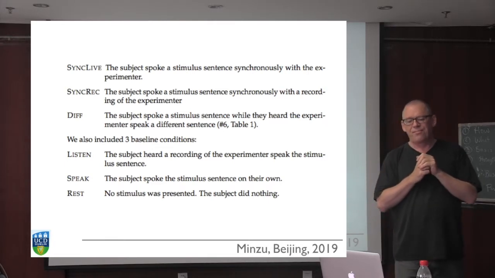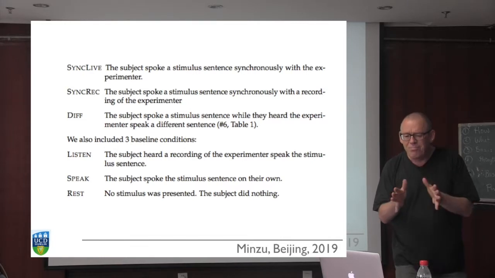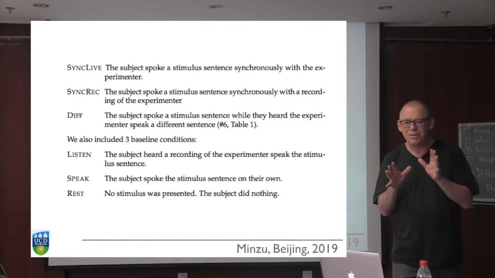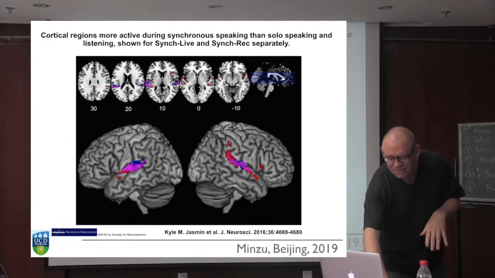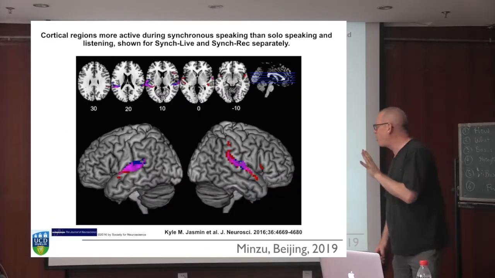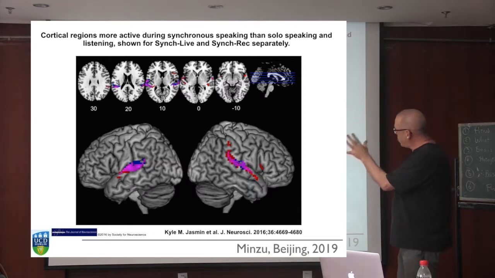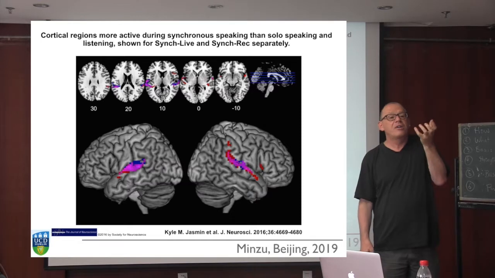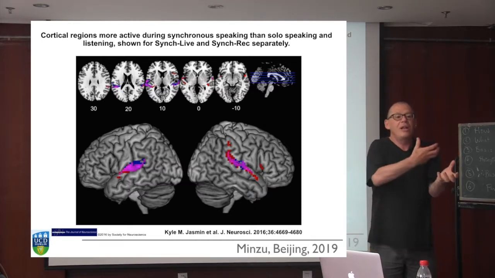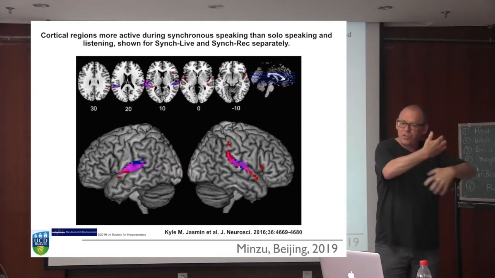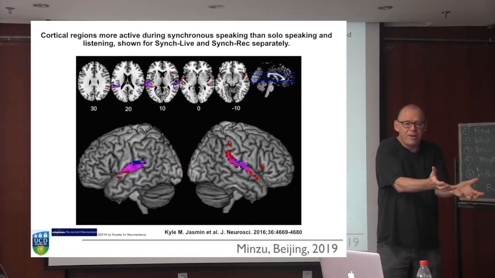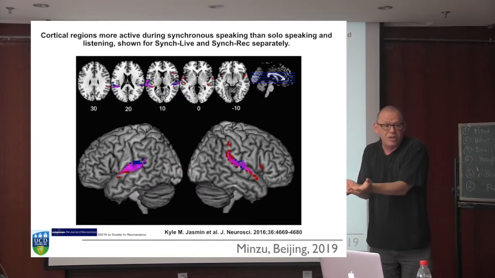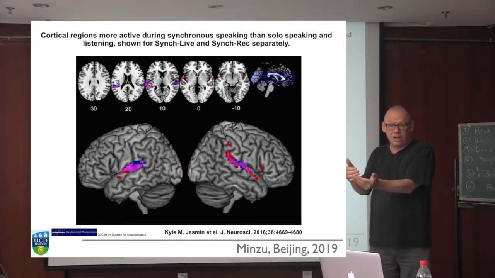So I'm going to have very briefly fancy pictures of brains. People tend to misinterpret these. I want to emphasize again, we're going to be cautious. The first one, what we compare here, I said we have a condition where people speak and where they listen. So we can put those two together and we can compare them to those conditions where people speak in synchrony with the experimenter, both the recording and the live condition.